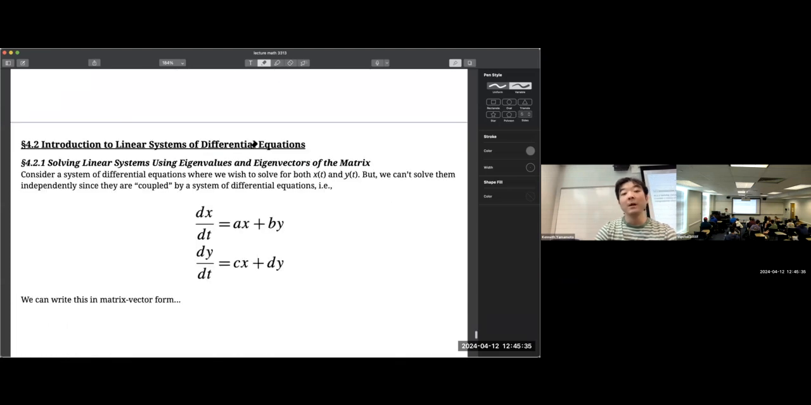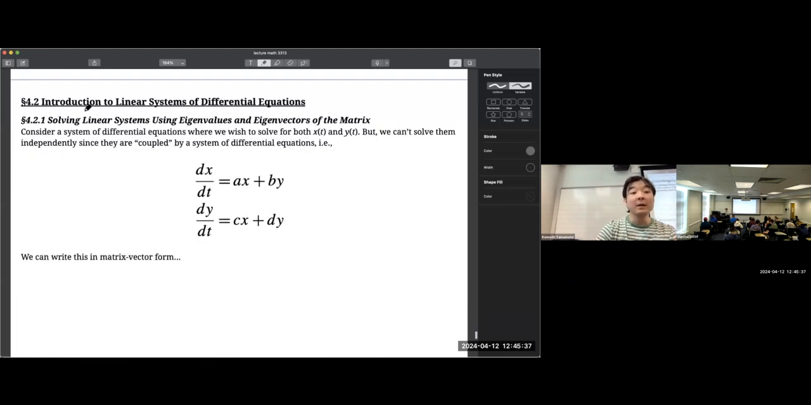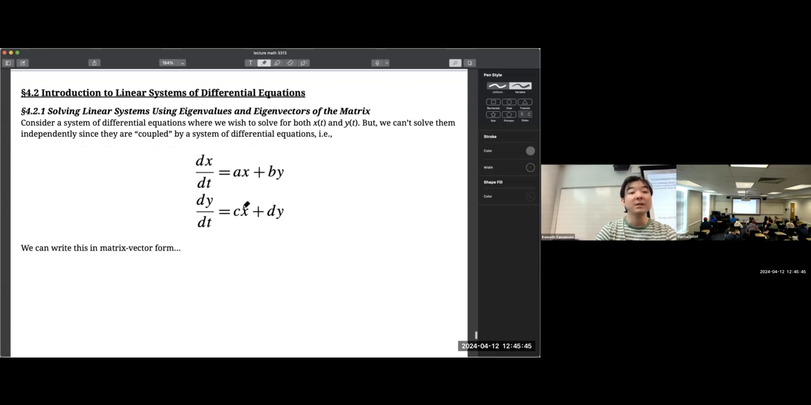Okay, so that's kind of it for that. And then we're now going to start, in the next 5 minutes, a little bit of an intro to solving a system. Like I said, you may have two differential equations that are coupled.